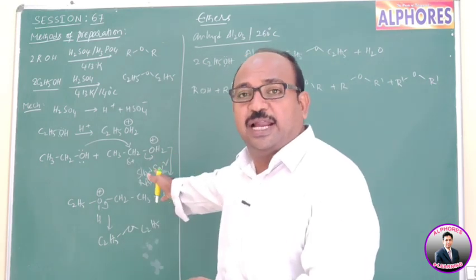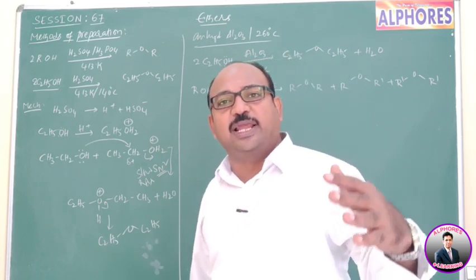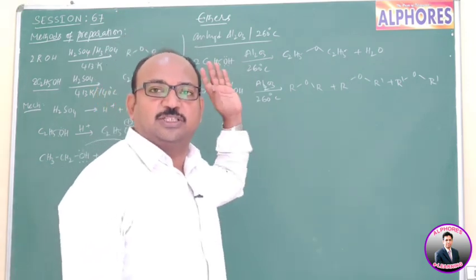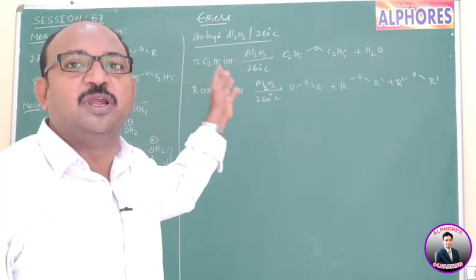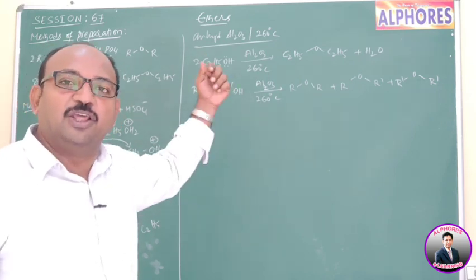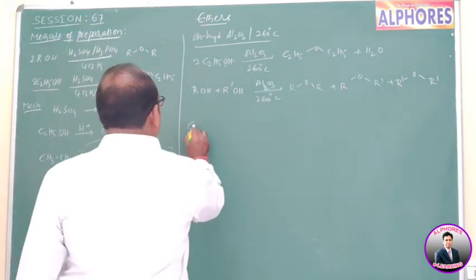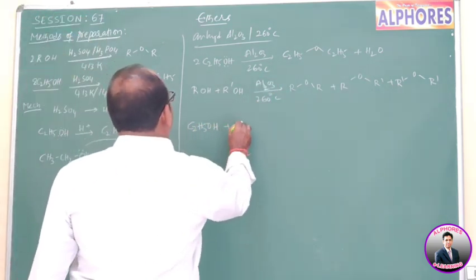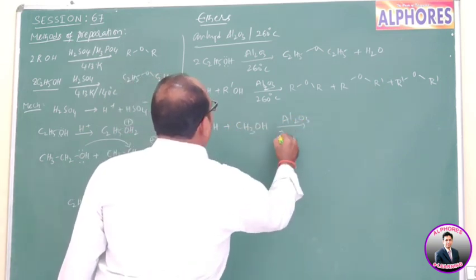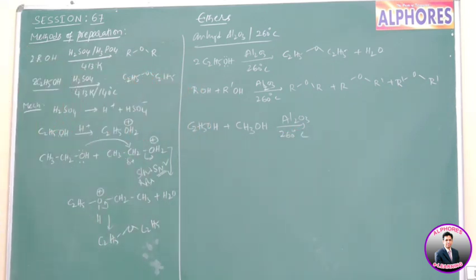Earlier we learned that a mixture of products formed because of carbocation, and the carbocation participates in ring expansion and rearrangement. But here there is no rearrangement or ring expansion when we are using two different alcohols. Even so, we get a mixture of ethers as products. Now I am going to use ethyl alcohol with methyl alcohol, Al2O3, 260 degrees Celsius. Try to write what products we are going to get.